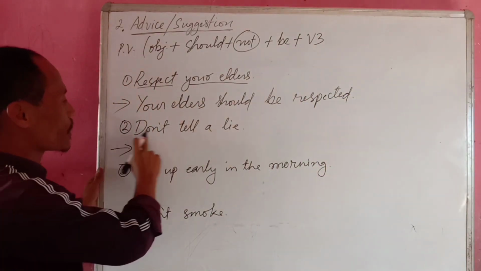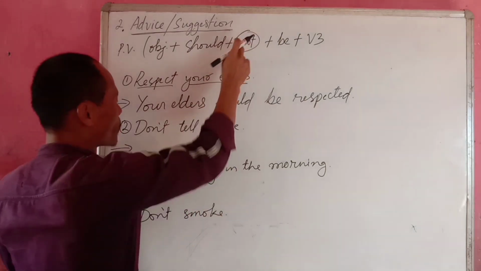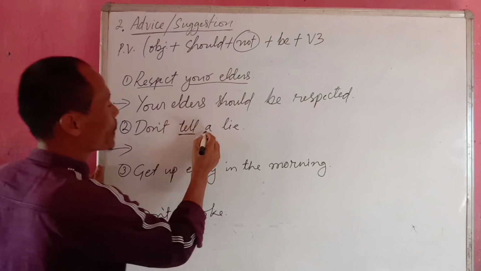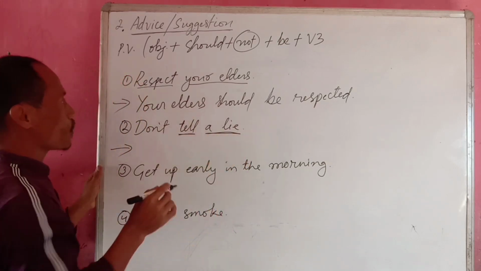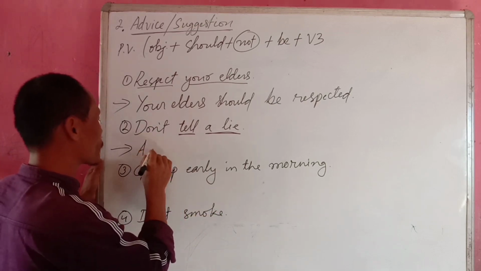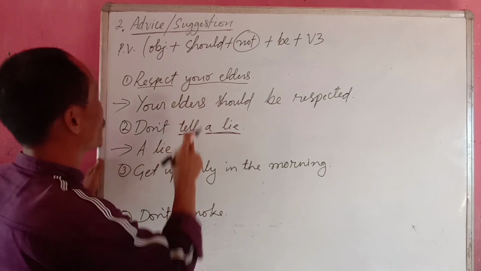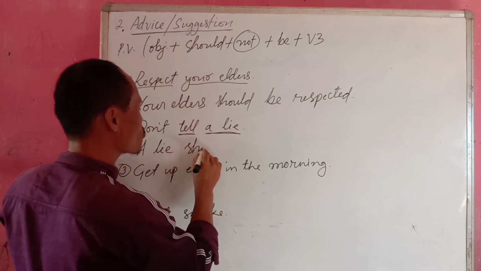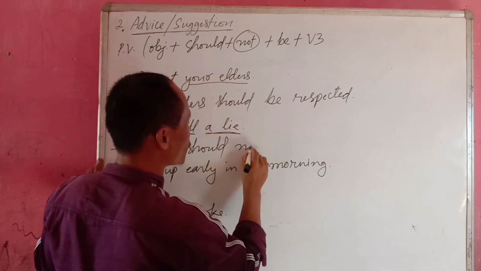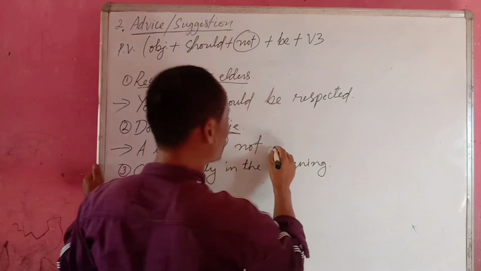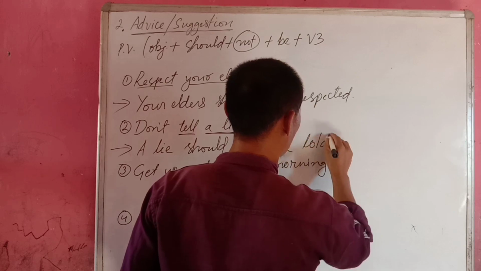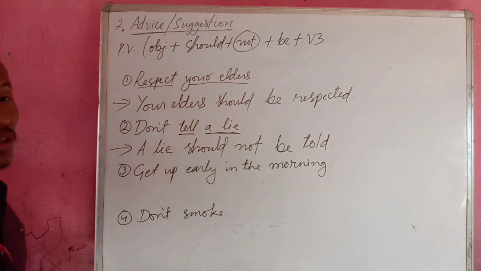Second one, this is a negative sentence, so we have to use "not" also. Don't tell a lie. Here, tell is the verb and a lie is the object. So we have to start the sentence with the object, that is, a lie. After that, should: a lie should. This is a negative sentence, so we have to put not also: a lie should not, and be. After that, tell we will change into the third form, that is, told. A lie should not be told.